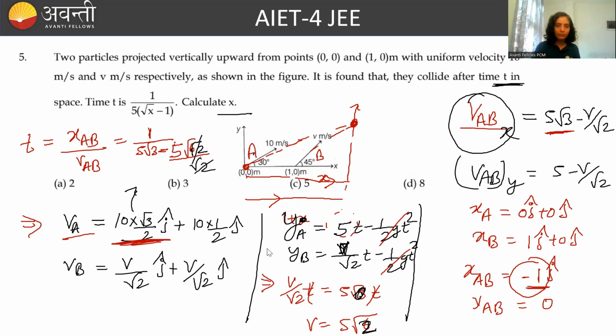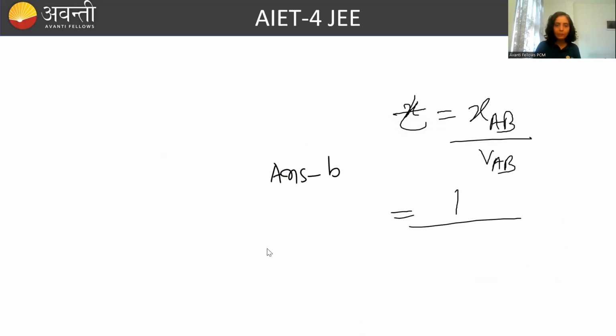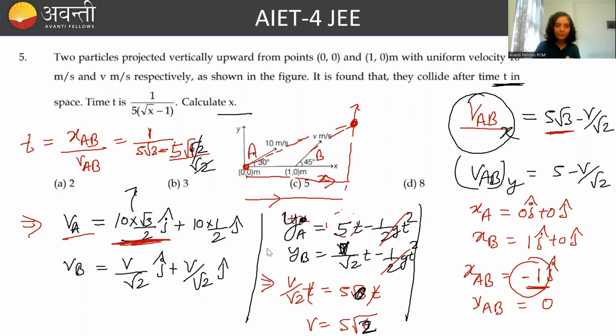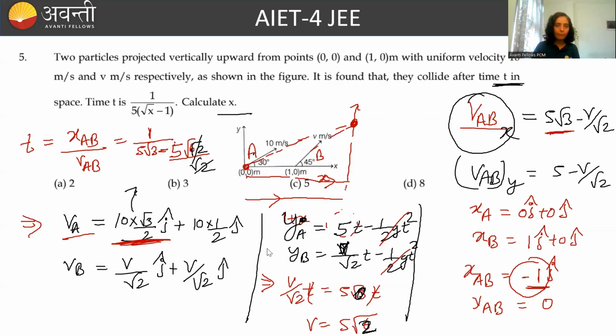So if I write it here, t is equal to how much? चलो मैं प्रेस लिख देती हूँ. XAB by VAB है ना? XAB is 1 meter and VAB is VA minus VB in X direction. 5 root 3 minus V by root 2. 5 root 3 minus V, V value is 5 root 2 by root 2. So this is equal to 1 by 5 root 3 minus 5. So if you compare with here, x value will be equal to 3. Okay.